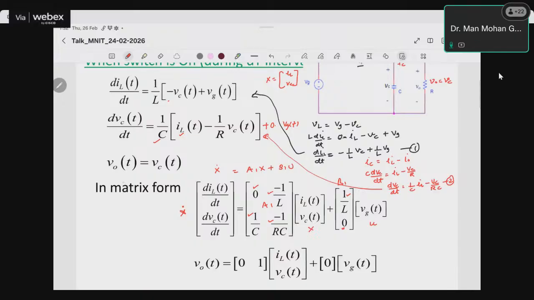So this is the third equation, V naught(t) equal to Vc(t). This equation I want to write in the form y equal to Cx plus Eu. So x is IL, Vc, u is Vg, right? So V naught is equal to, now IL does not have any coefficient here, so this is 0. Now Vc has coefficient 1, so this is 1, plus 0 into Vg(t). What is the coefficient of Vg(t)? 0. Like that I have got C1 and E1 for the mode when the switch is on.